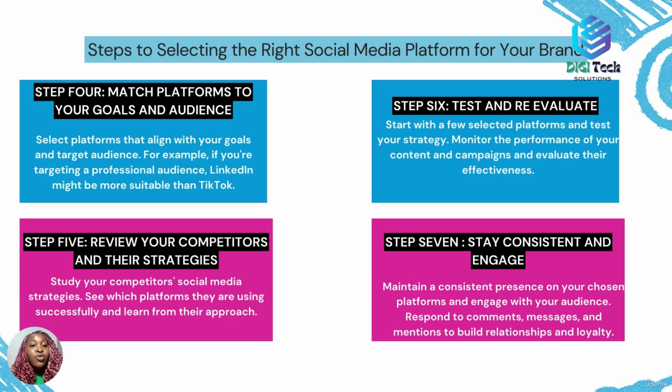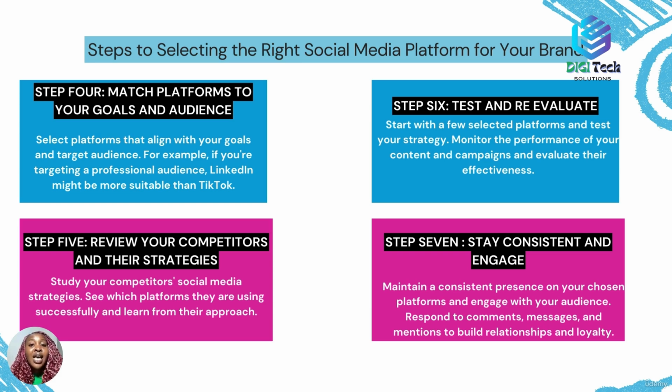Step 5, review your competitors and their strategies. Study the competitors. Now with all these steps, you want to make sure that you are practicalizing it. You want to make sure that you are writing down the platforms. You want to make sure that you are doing as I am saying, right? So step 5, review your competitors and their strategies. Study your competitors and their social media strategy. See what platform they are using successfully and learn from their approach. So here you want to go and start reviewing other brands that are like yours or similar to yours, and then see the strategy that they are using. Maybe they are thriving on Instagram, they are thriving on TikTok, and all of that.